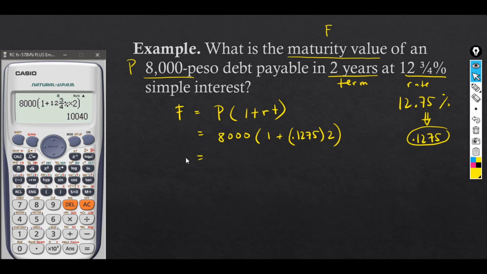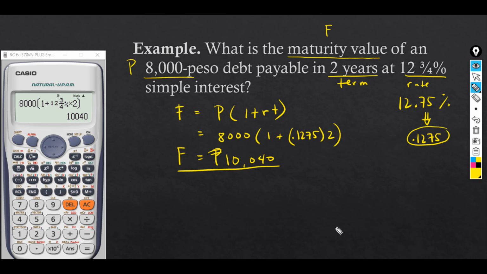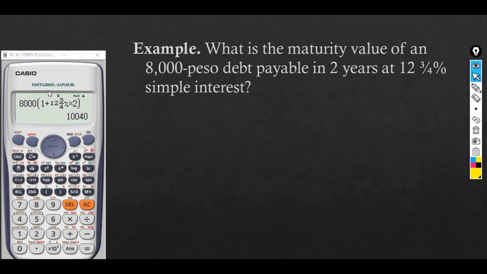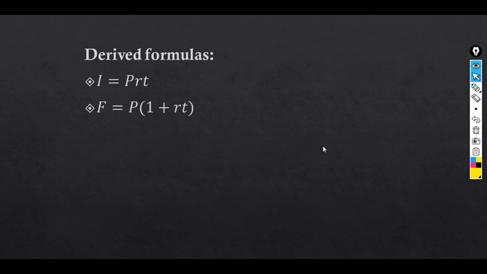So, maturity value is 10,040. Yan. So, F equals 10,040 pesos. So, kailangan may unit kasi pag walang unit, mali. So, erase natin. Another example.